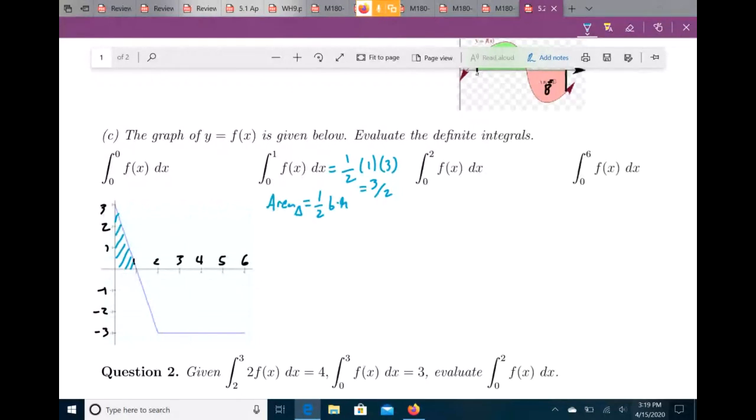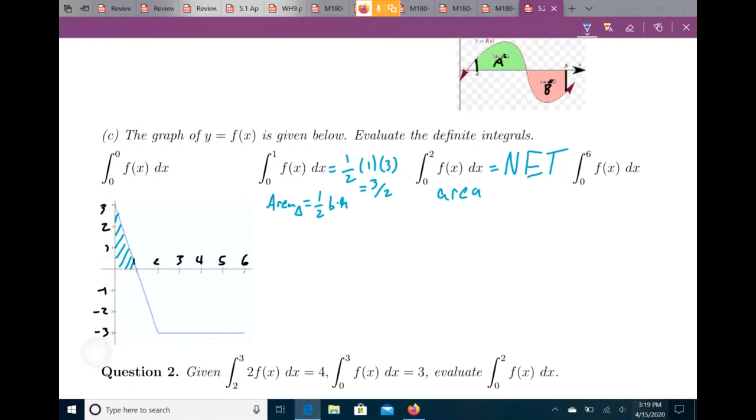Indeed, Sam, it would be counted as negative. Okay. So, good. Looking at the second one from 0 to 2, this is again the net area. From 0 to 2, I still am covering this first triangle, but I'm also covering, let's use a different color, this other area.